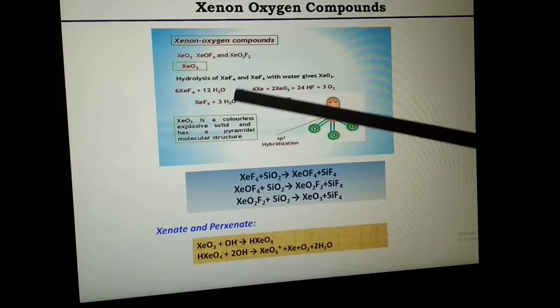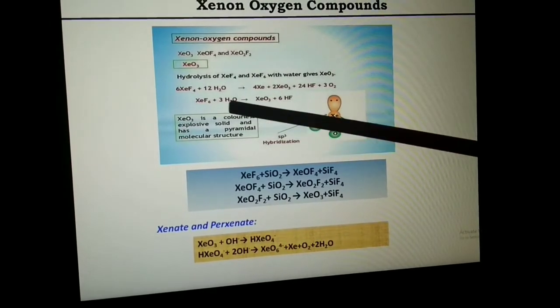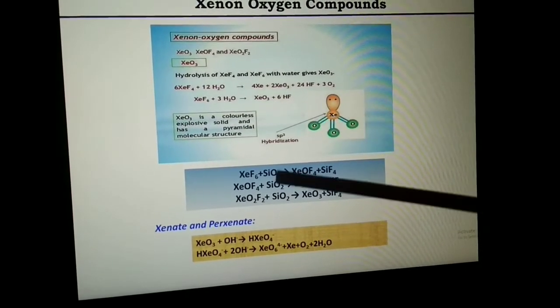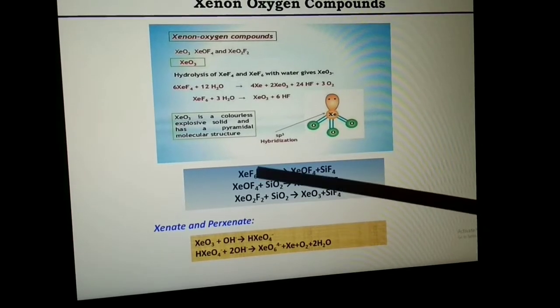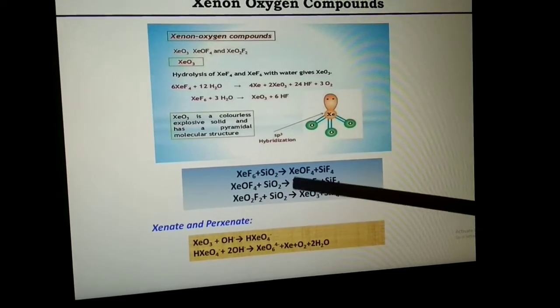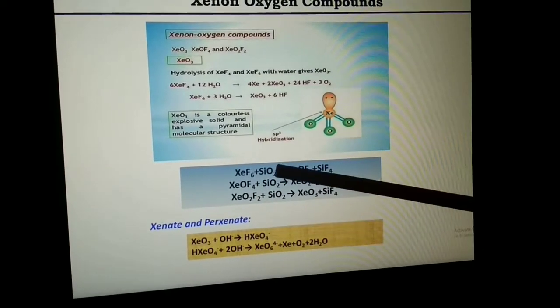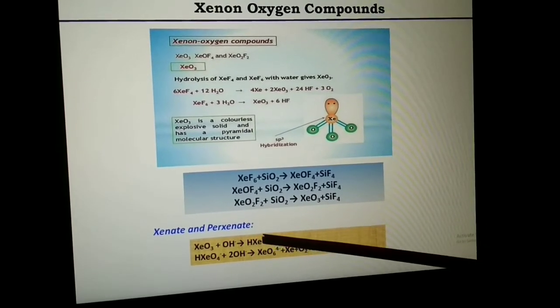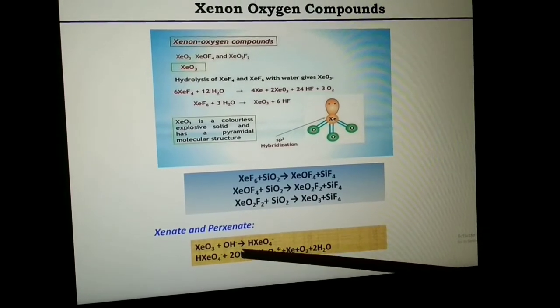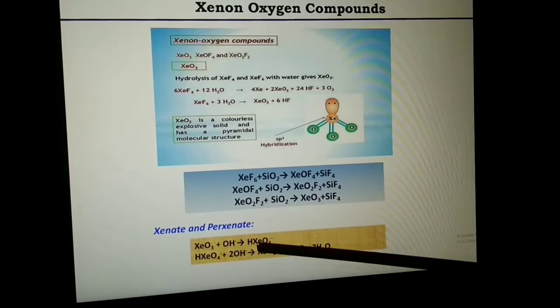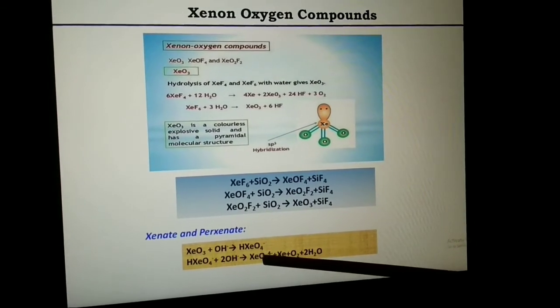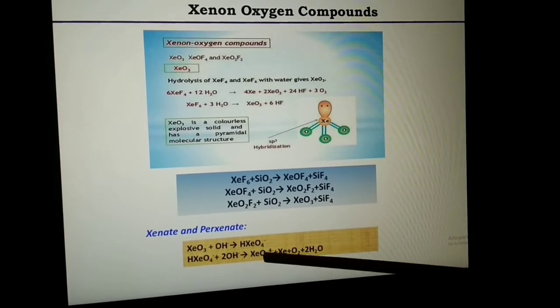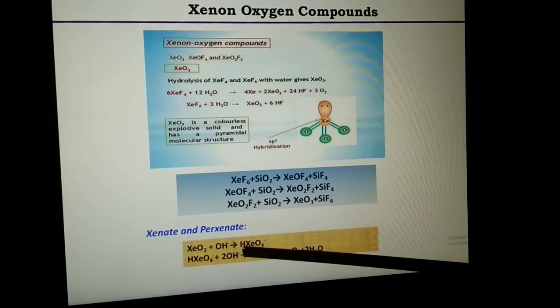Now the xenon oxygen compound XeO3. In the previous slide we discussed that XeO3 is formed by the reaction of XeF6 with 3H2O. And here also the reaction of the xenon oxygen compound with silica we have discussed in the previous slide. Now this is a xenate and perxenate. The xenate is formed by the reaction of XeO3 with base, and this is the xenate and this is the perxenate, and perxenate is formed by the reaction of xenate with base.